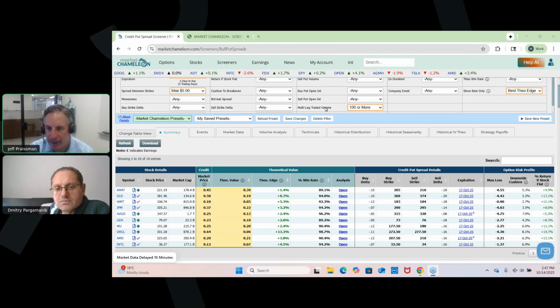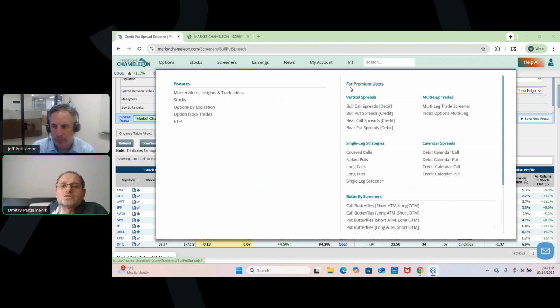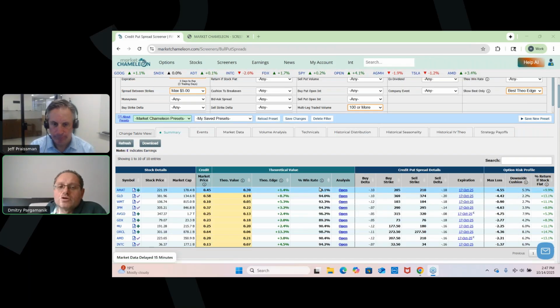And Oscar's asking, I think what he's really asking is, do you have a bear call spread scanner as well? Yeah, so if you wanted to do the same thing with the bear spread, then just go under screeners up top and do bear put spreads, bear call spreads, so similar. We just concentrated on one of them today, but it'll be similar. You're just flipping it, you're buying the higher strike puts on the lower strike.